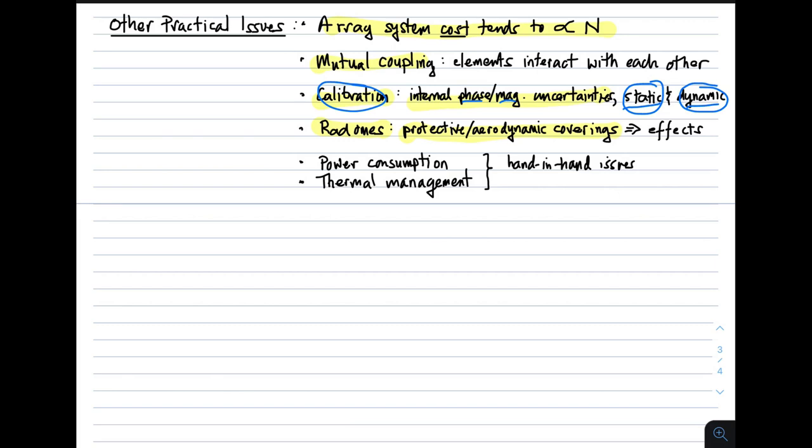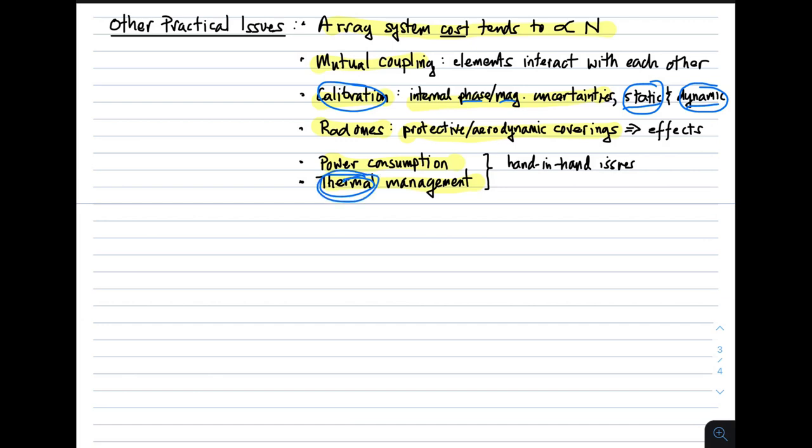And then finally, and certainly not least important, the issues of power consumption and thermal management are huge issues with array system engineering. The reason is because you have so many antennas with so many associated signal chains that you can't help but to end up with a lot of power consumption, a lot of current required to operate the system. And whenever you have a lot of current and electronics which are not 100% efficient, then you inevitably generate heat. You end up with a system which is power hungry to start off with, and then because it's consuming so much current, you have a thermal issue.